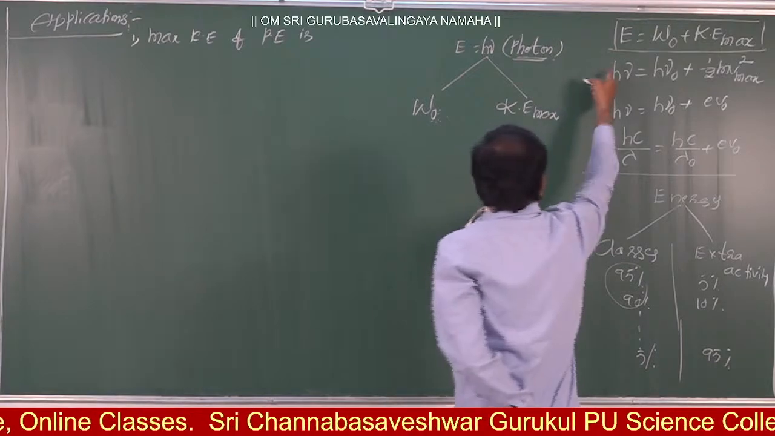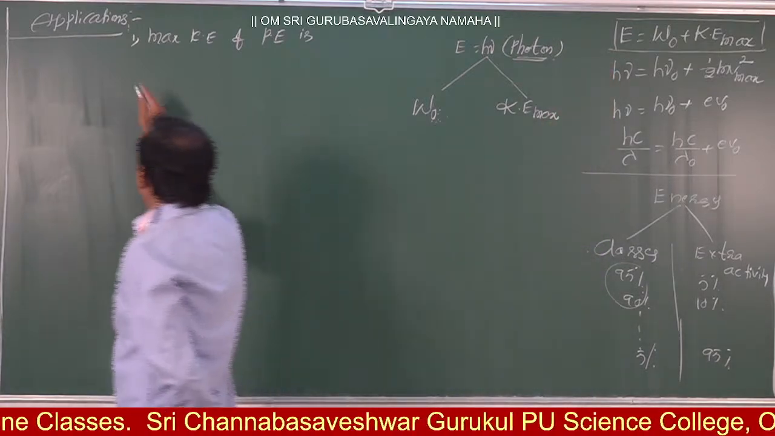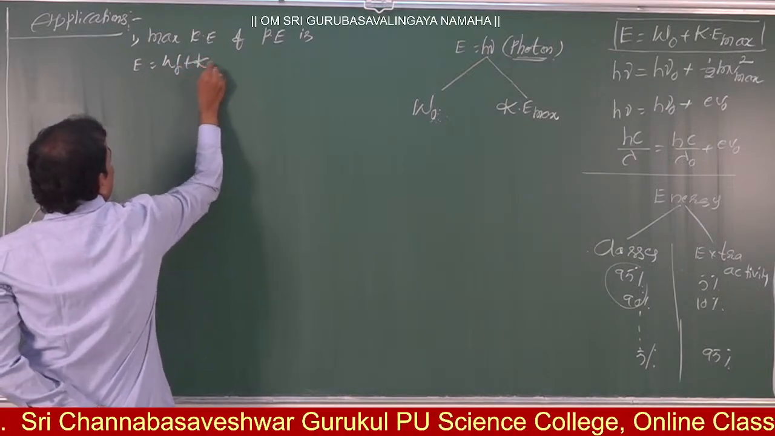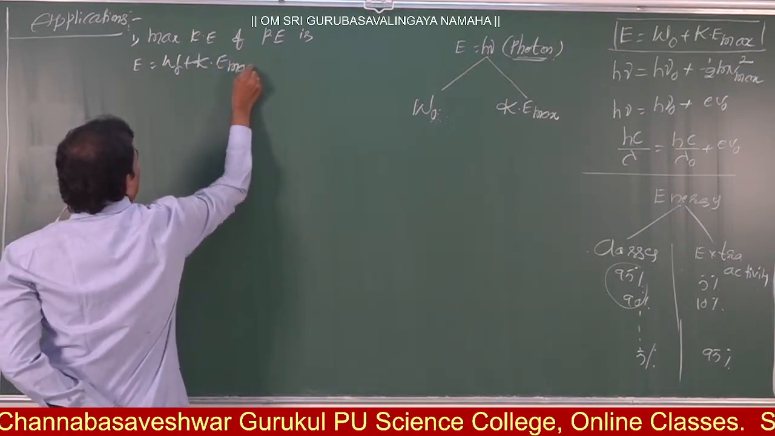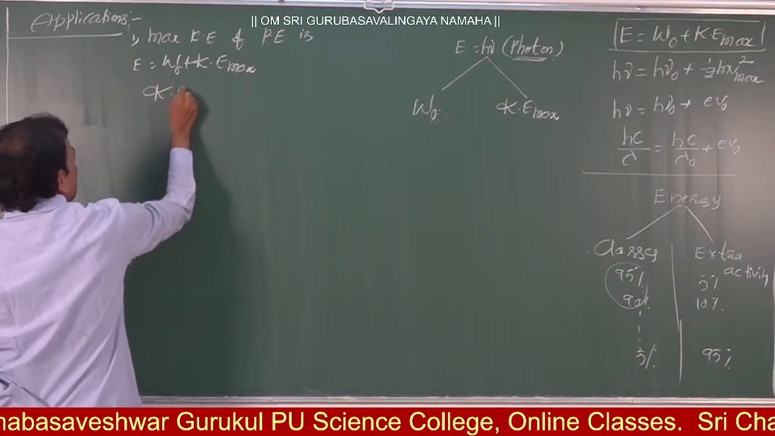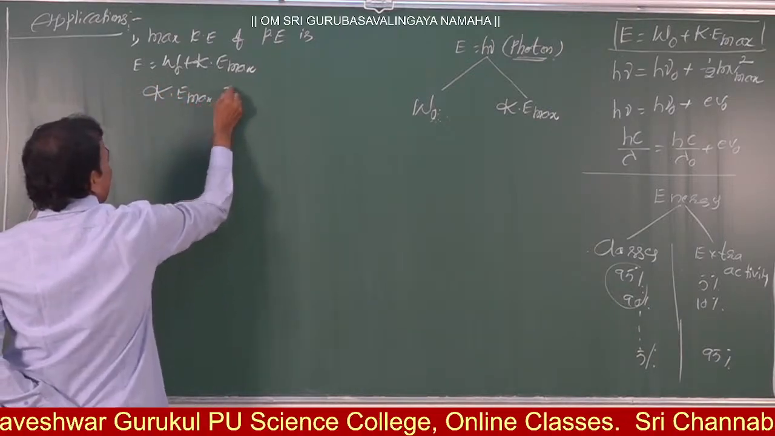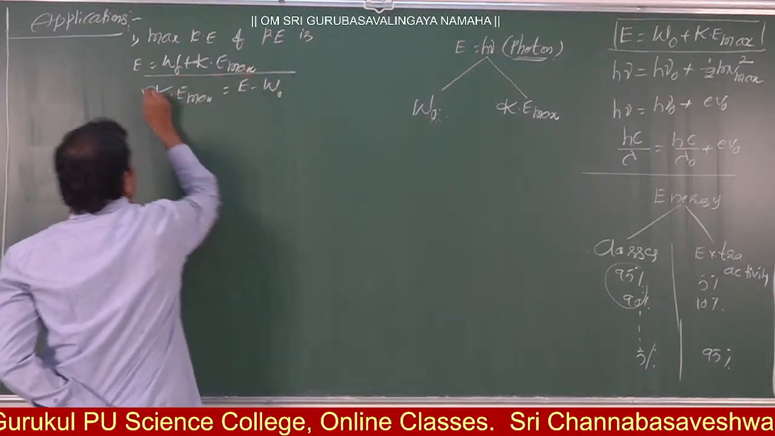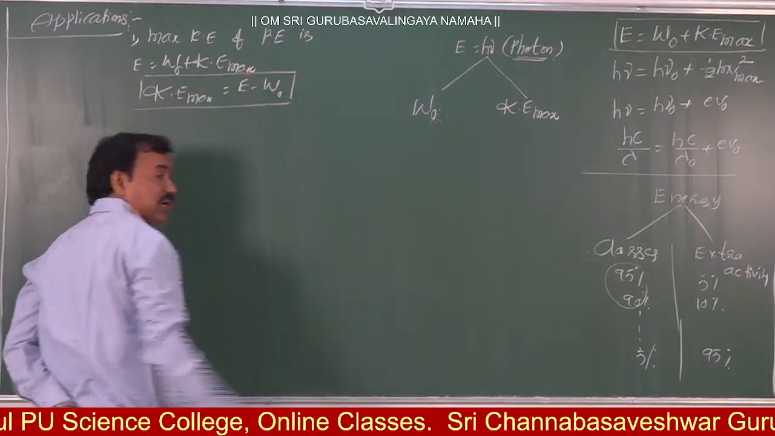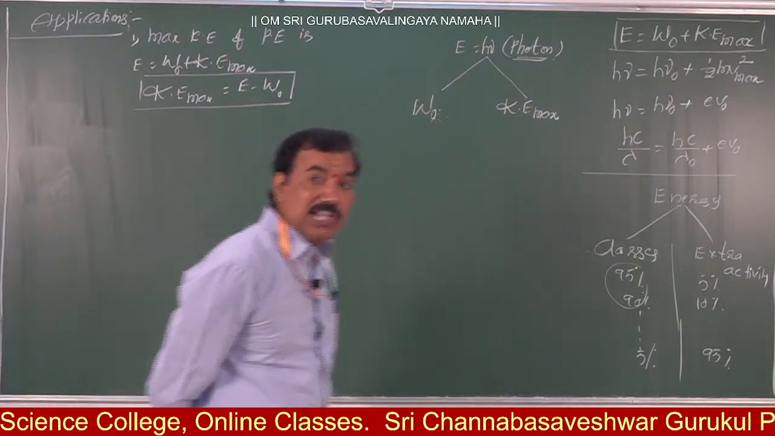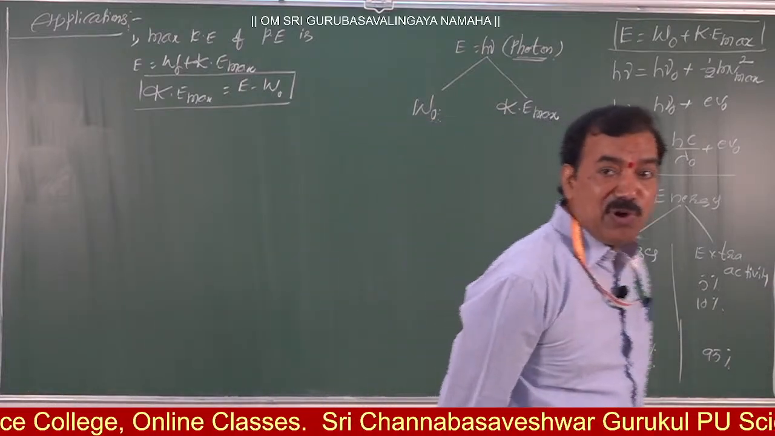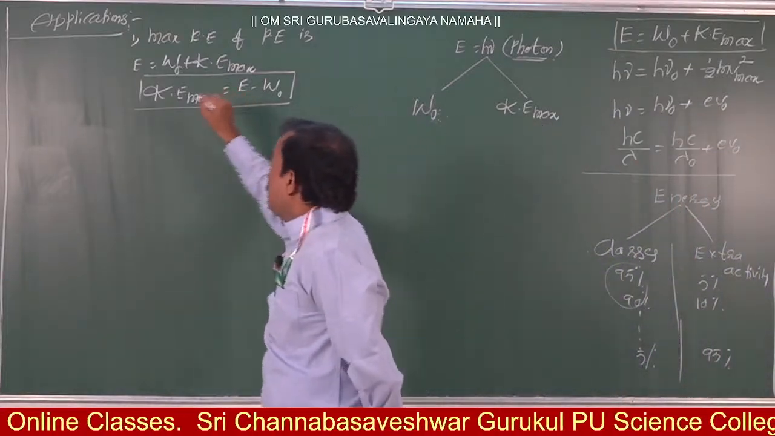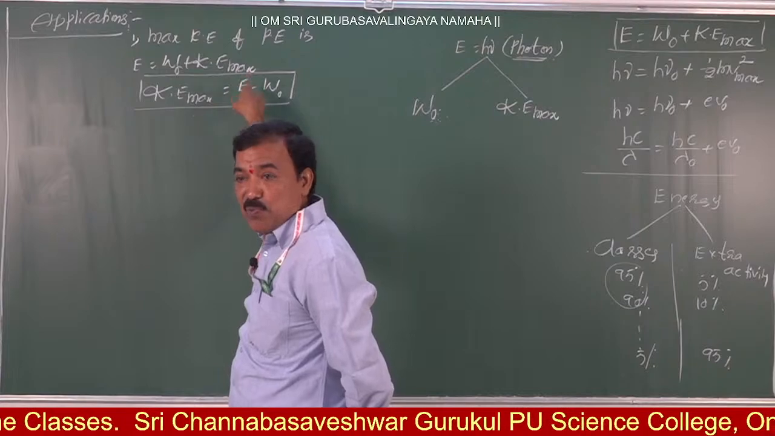It's the same equation only. So E is equal to W naught plus Ke max. So what is Ke max equal to? Ke max is equal to E minus W naught. This is one of the main equations here. So how can you find out the maximum kinetic energy of the photoelectrons? Ke max is equal to E minus W naught.